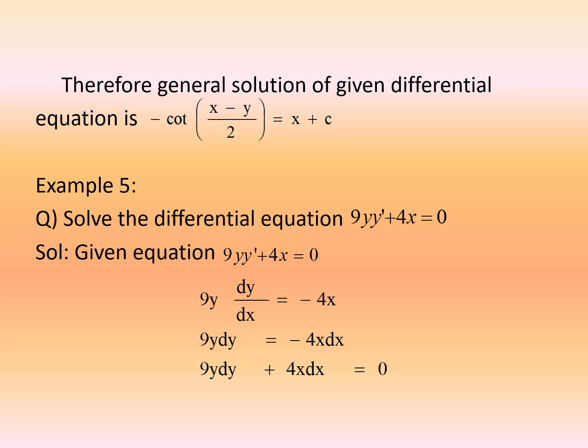Move on to the next line. What we did here means separating the variables, x on one side and y on another side. Nothing but 9y into dy equals minus 4x into dx. Next line, write down 9y into dy as it is. Again bring minus 4x into dx to the left hand side. Then it becomes plus 4x into dx equals 0.